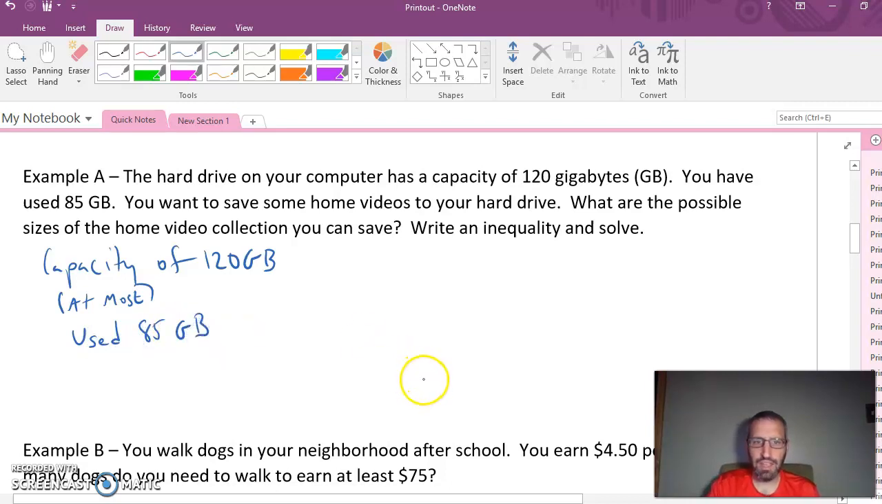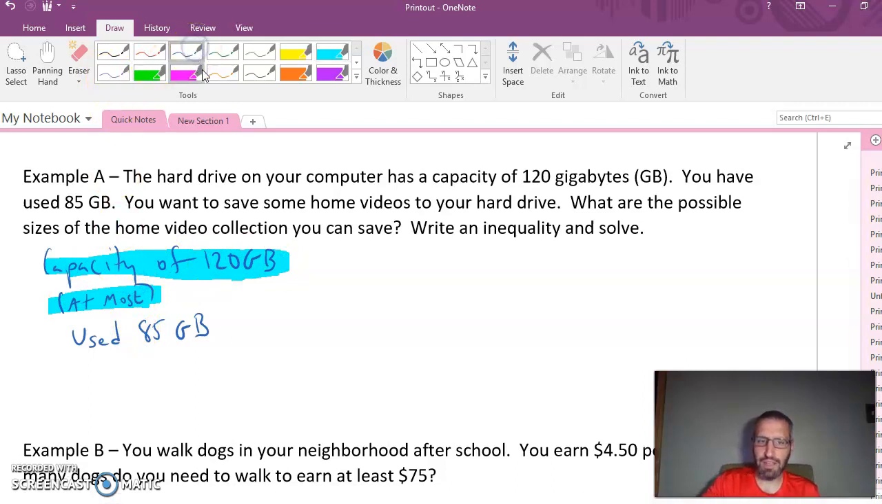Okay, and we want to save some home videos to the hard drive, which makes sense, right? And what are the possible sizes of the home video collection that we can save, and we want to write an inequality and solve. All right, so let's take a peek at this. Let's start to create some sort of an inequality based off of that information. And I'm going to start up here with this capacity of 120 gigabytes. Okay, that means at most we can have 120 gigabytes on there. So to me, I'm going to start with 120 gigabytes.